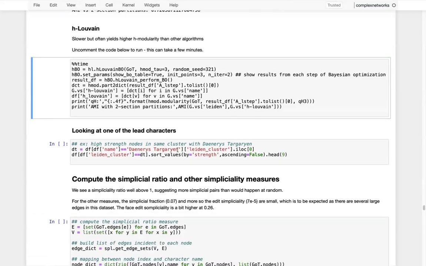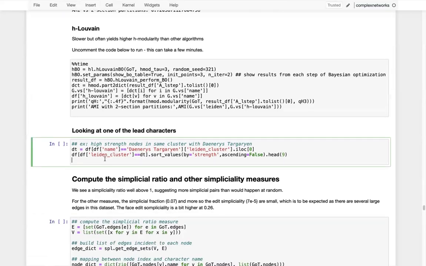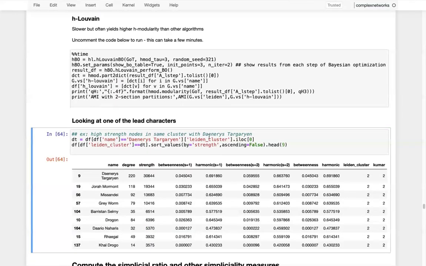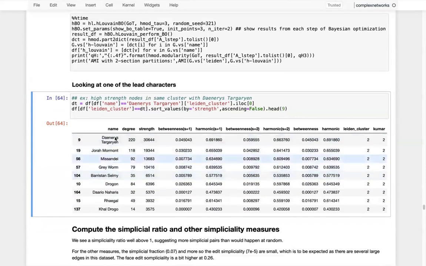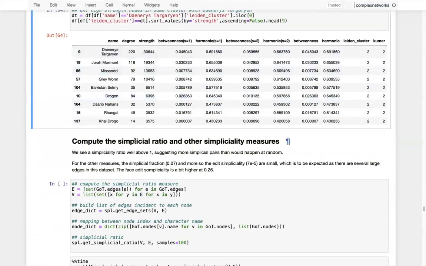Okay. And as I mentioned earlier, we can look at the composition of the clusters. So, for example, if we pick one of the main characters, Daenerys Targaryen, we can look at the other vertices that are in the same cluster. And in this case, they're in the same cluster with respect to both the Leiden algorithm and Kumar's algorithm. And those are characters that do interact a lot with this main character. So it's not too surprising if you're familiar with this story.